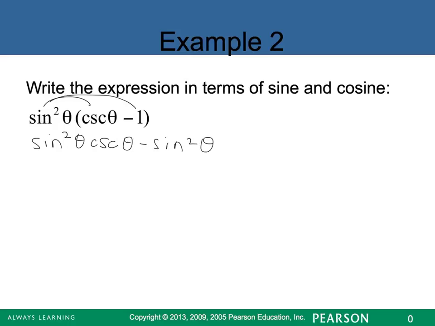Okay, now cosecant theta, I know can be put in terms of sine or cosine. It happens to be 1 over sine. So next line of work here, sine squared theta times 1 over sine theta minus sine squared theta.